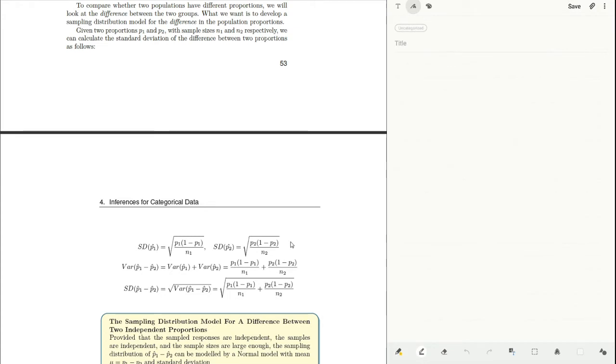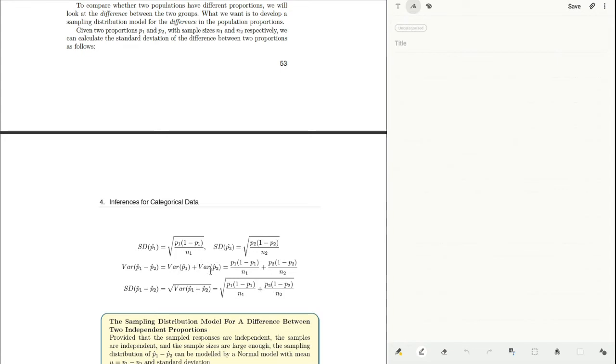So if we use the properties of the variance, we note that the variance for the difference between the two sample proportions will be equal to the sum of their individual variances. So the variance of P1 hat minus P2 hat is the sum of the variance for P1 plus the variance for P2. Now what is the variance for P1? Well, that's the square of the standard deviation. So if we were to square the standard deviation, this would get rid of the square root. And so the variance of P1 would just be P1 times 1 minus P1 all over N1.